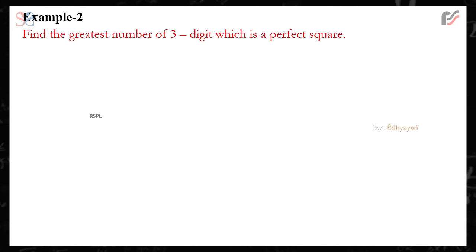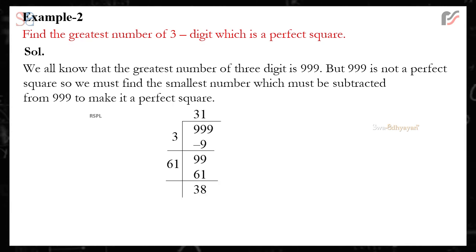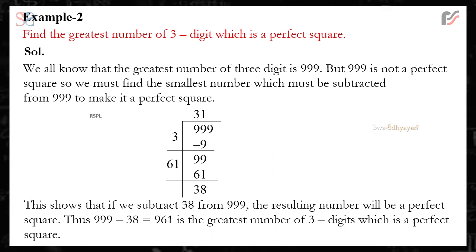Example 2. Find the greatest number of 3 digits which is a perfect square. Solution. We all know that the greatest number of 3 digits is 999. But 999 is not a perfect square. So we must find the smallest number which must be subtracted from 999 to make it a perfect square. This is shown as follows. This shows that if we subtract 38 from 999, the resulting number will be a perfect square. Thus, 999 minus 38 is equal to 961, is the greatest number of 3 digits which is a perfect square.